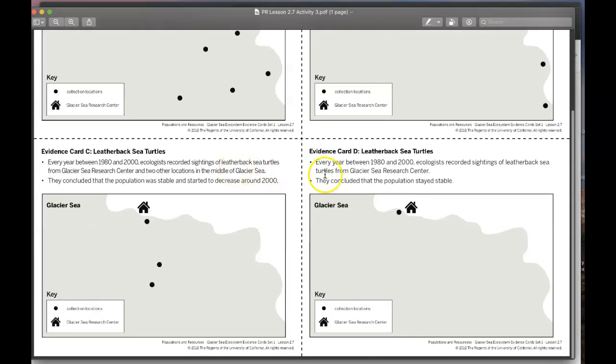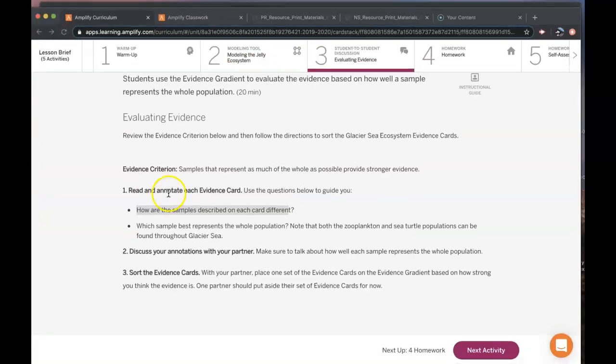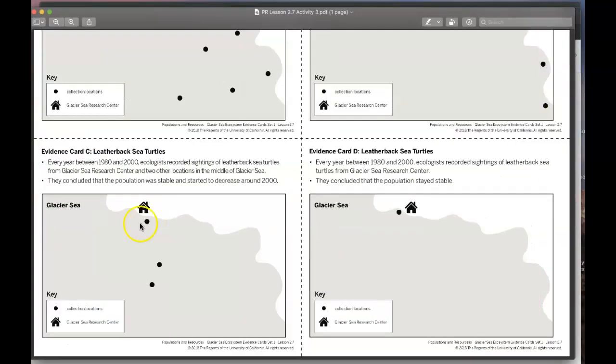So then you'll do the same for C and D. You'll write down what you see. So how are the samples described on each card different? And so you'll write that down here and then put a star on C or D, whichever one you think is the strongest evidence, the one that best represents the whole population of the leatherback sea turtles.